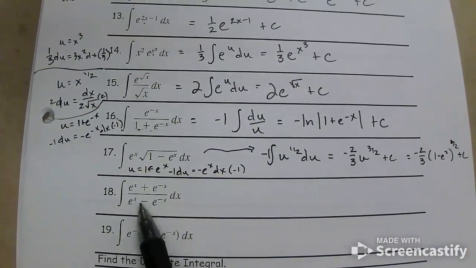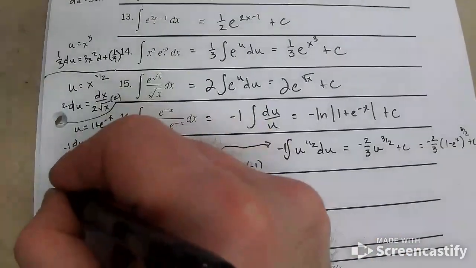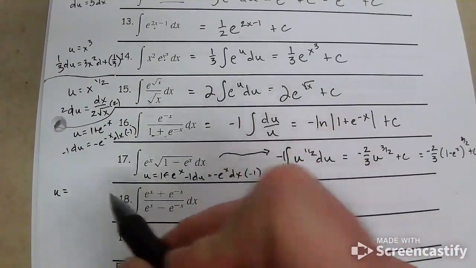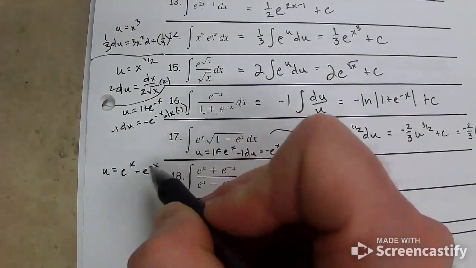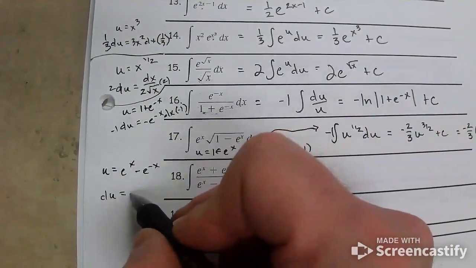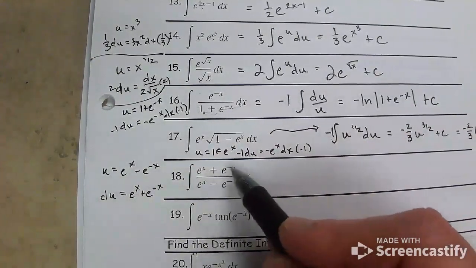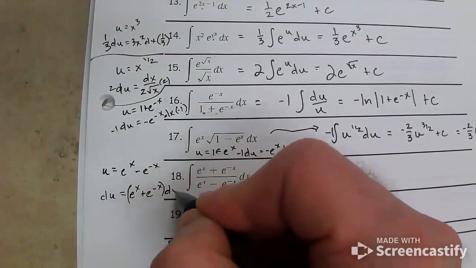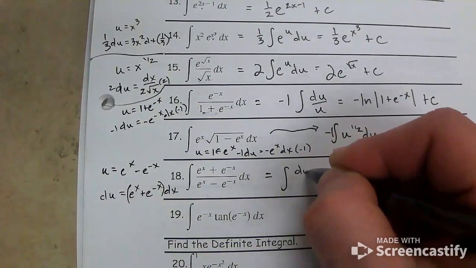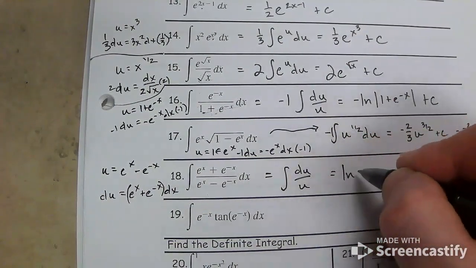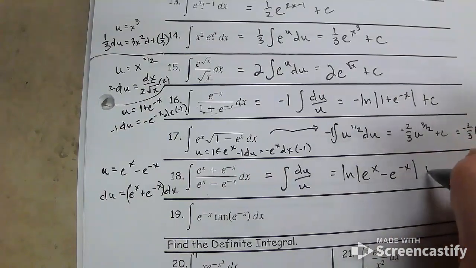Cool. Here, very rarely am I going to let the numerator in a scenario like this be u, so I'm going to try out and see if the denominator, if we let u equal e to the x minus e to the negative x, then du is going to equal e to the x plus e to the negative x, which is actually what my numerator is, which is nice. So inevitably, this is going to be the integral of du over u, and we know that to be the natural log of u, and u in this case was e to the x minus e to the negative x. Okay.